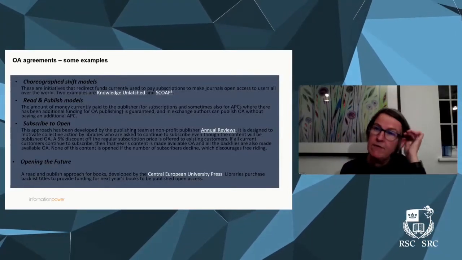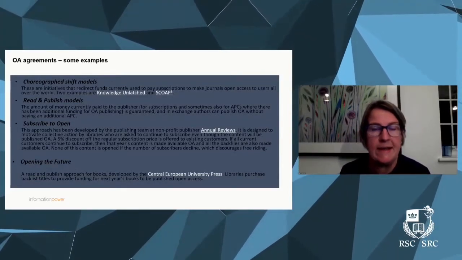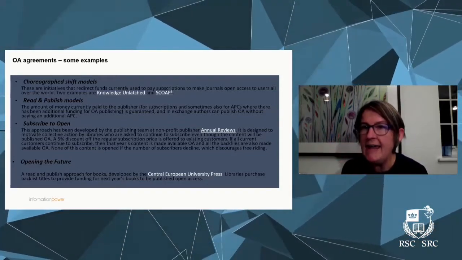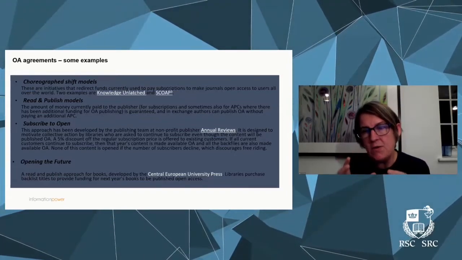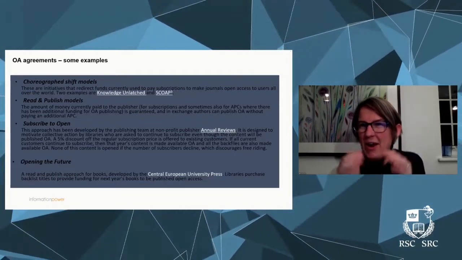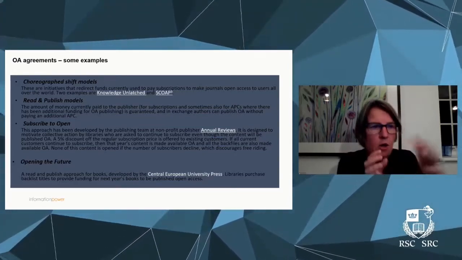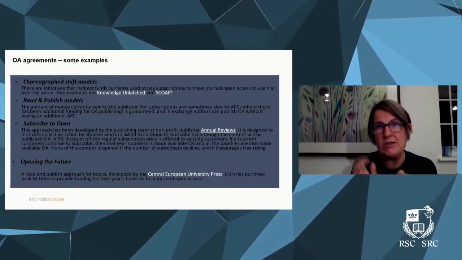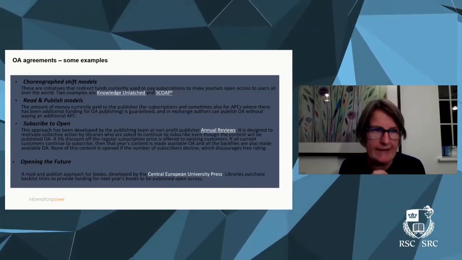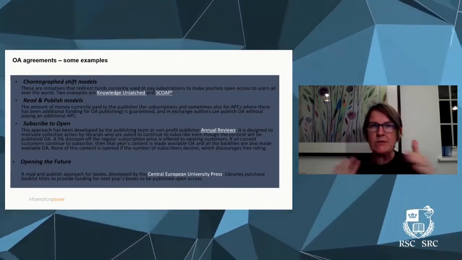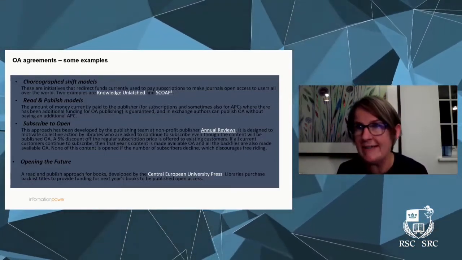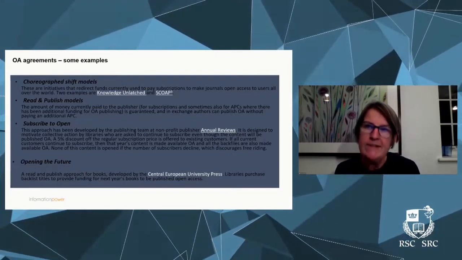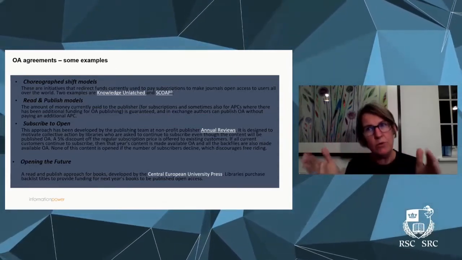Here are some examples of different flavors of open access agreements. You might hear Knowledge Unlatched or SCOAP3 mentioned today. These are models where a single choreographer, as it were, a central organization, will collect money in from a lot of libraries and then pay publishers for publishing the journals open access. SCOAP3, for example, has resulted in the transition of all high-energy physics titles fully to open access in a sustainable way.